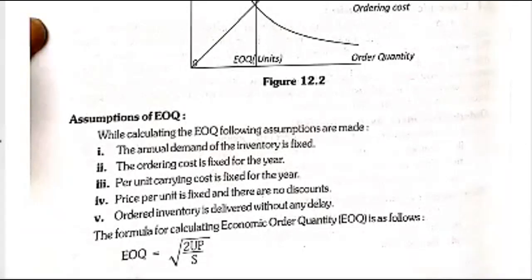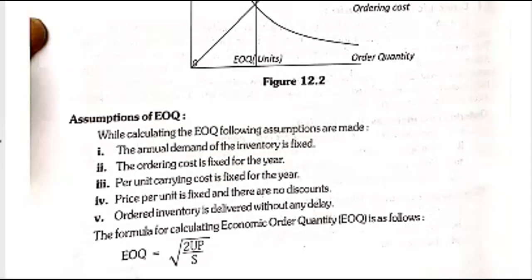Here, you already know the ordering cost per order, and it is fixed for the year and known in advance. Third is carrying cost. Carrying cost per unit is known in advance and also remains fixed throughout the year. Fourth assumption is that the price per unit, or cost per unit of inventory, is fixed. You already know in advance what is the cost of 1 unit of inventory. And here you are assuming that you will not get any discount. If you are getting inventory in January for rupees 10, then this price will remain the same even in December. You will not get any discount.